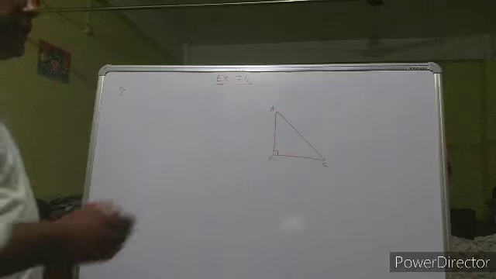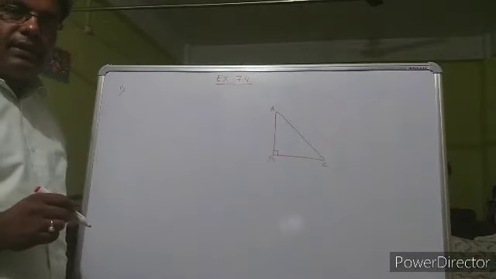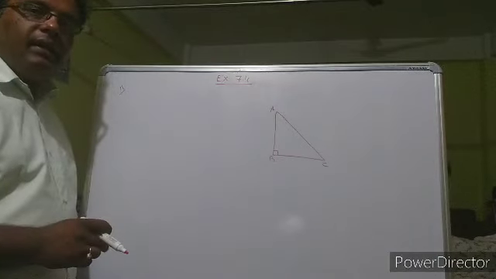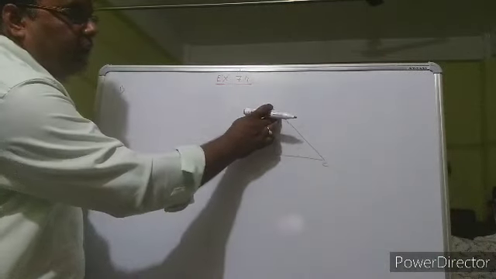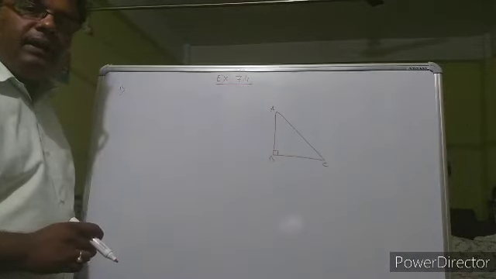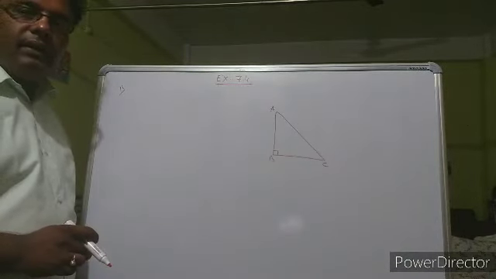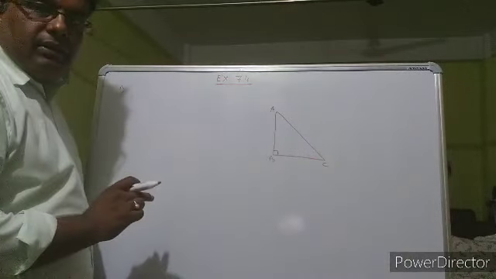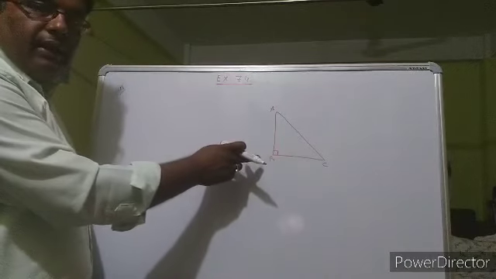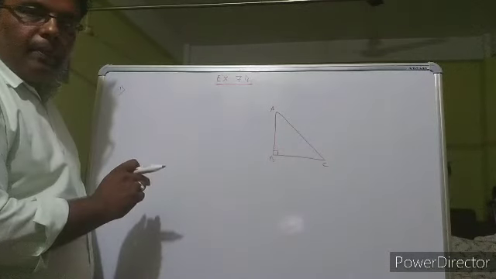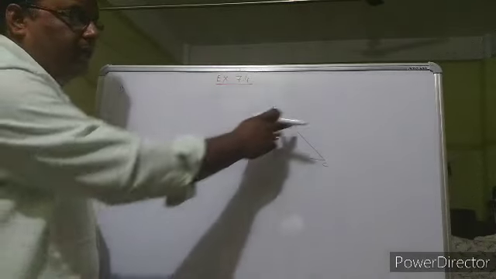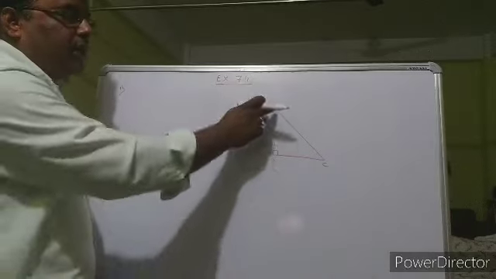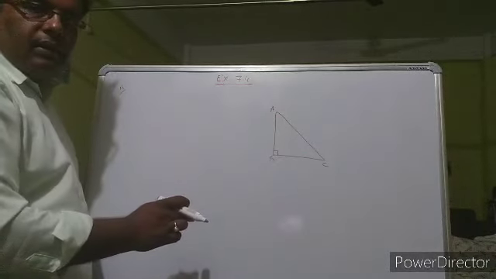Obviously the sum of the three angles of this triangle is 180 degrees. So if angle B is 90 degrees, then both angles A and C are less than 90. Then if we consider angle A and angle B, obviously angle B is 90 degrees, that means greater than angle A. So the side opposite to angle B, that is AC, is greater than the side opposite to angle A, that is BC.